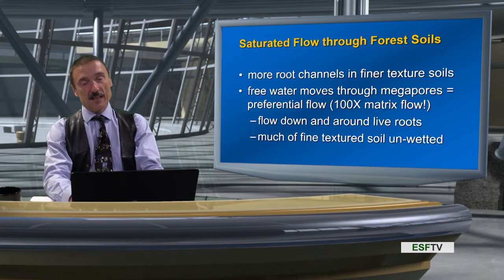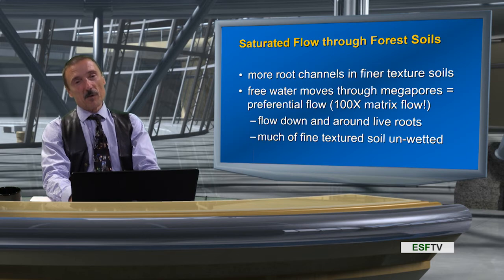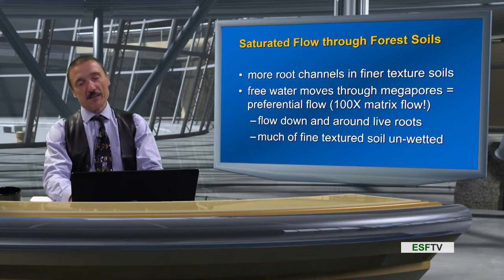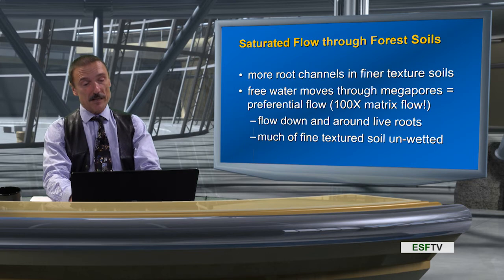Okay? So we're talking again about water movement. It's free water moving through the megapores. And remember, this is preferential flow, and it's about 100 to 1,000 times matrix flow. So a big difference in the amount of water.